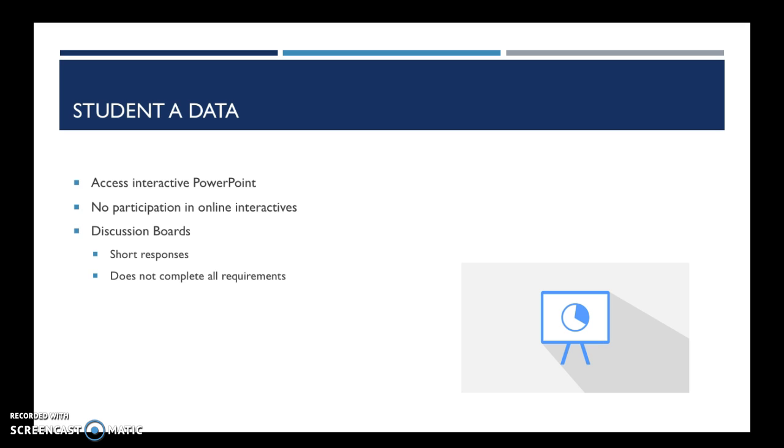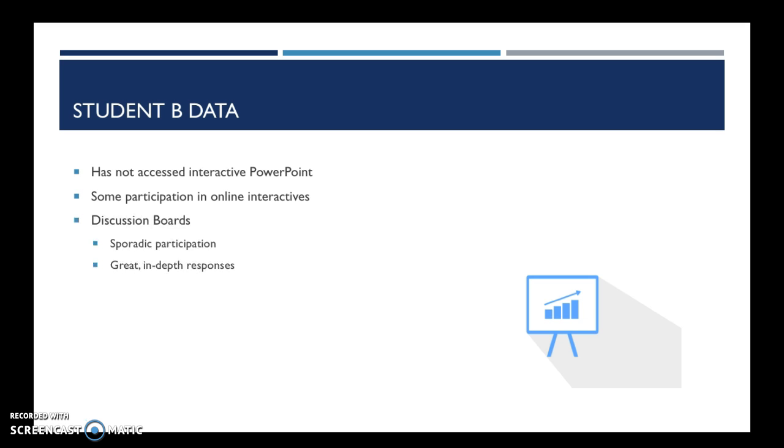Let's take a look at Student A's data. They have accessed the interactive PowerPoint, yet there has been no participation in online interactives. Moving on to the discussion boards, this student's responses have been incredibly short and they do not complete all requirements. Finally, the assessments they have completed have proven to be below average work. On the first assessment, they received a 6 out of 10. On the second assessment, they received a 5 out of 10.